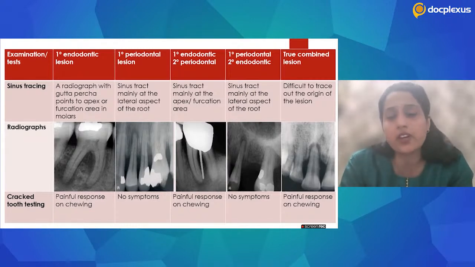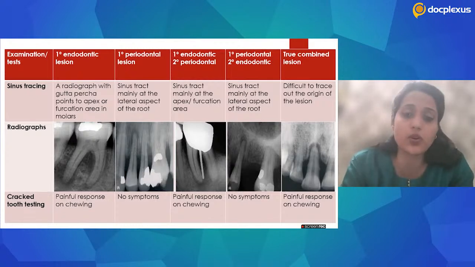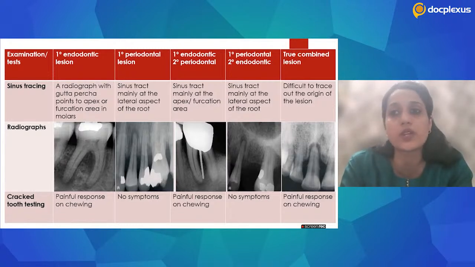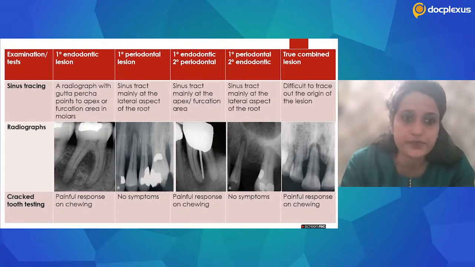radiographs. If you are not able to recognize where it is going, sometimes in certain x-rays it goes to the middle third, or sometimes it touches the lateral aspect, or sometimes it goes through the furcation, you should keep in mind that it could be a true combined lesion, and the treatment required would be both endodontic and periodontal treatment.